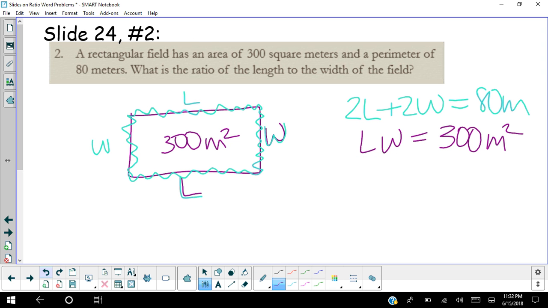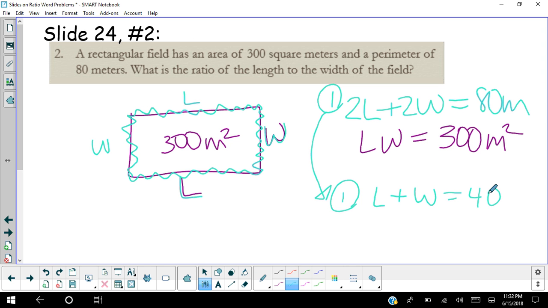So what I'm going to do is, I think it's easier to not deal with fractions. That means I'm going to hone in on this first equation, and first just go ahead and divide everything by 2. So I'm going to get that L plus W is equal to 40.